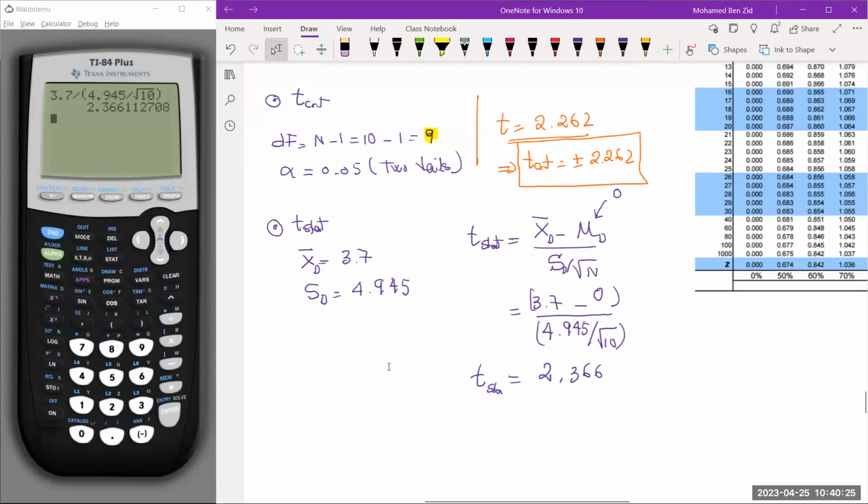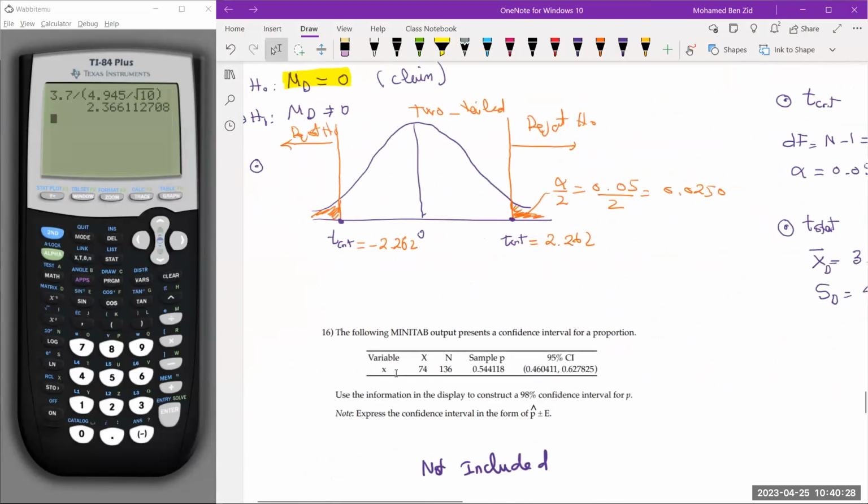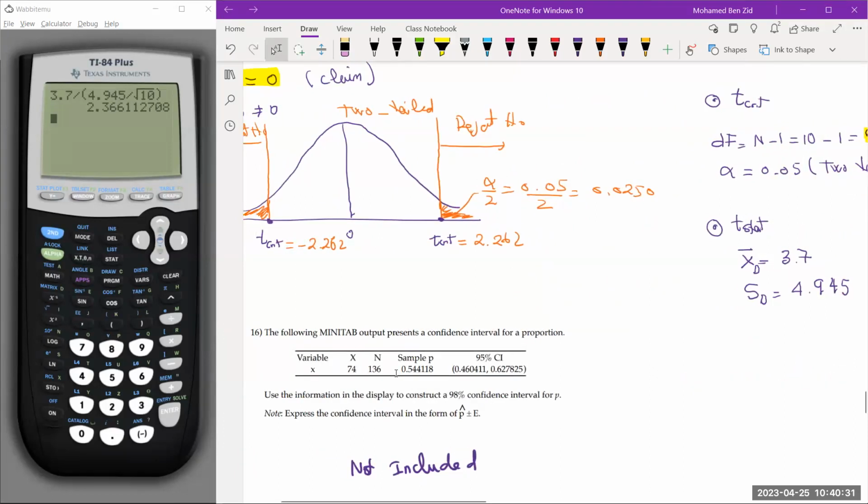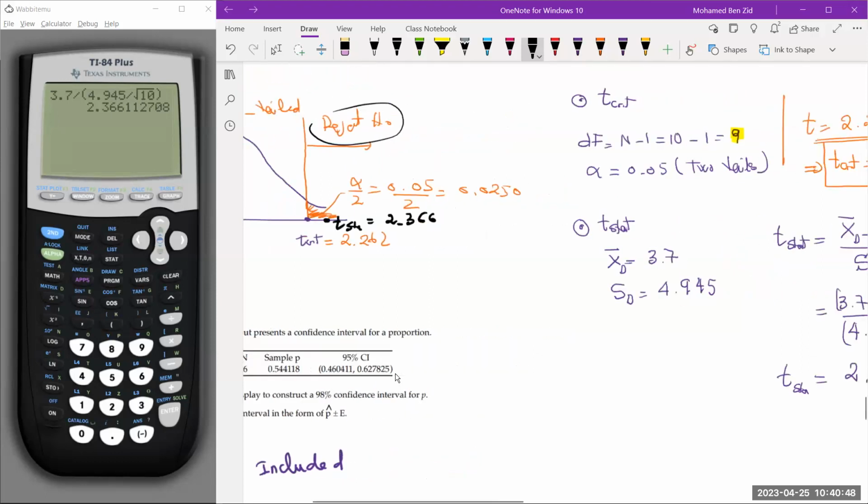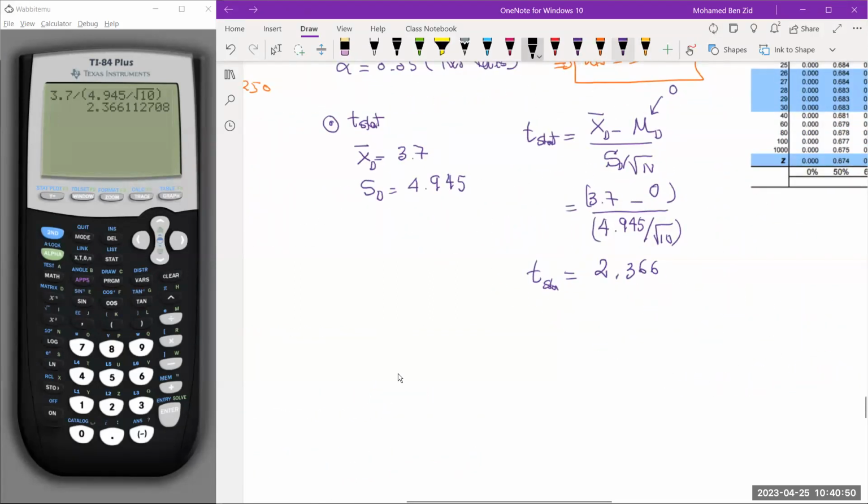Okay, so once I get that value, I'm going to go back to my chart. 2.366 is going to be somewhere after the 2.262. So this is T stat, which is 2.366. And you notice here is within the rejection zone. So your conclusion here, reject H0. And if you did reject H0, all right, we have evidence. Yes, for the evidence.